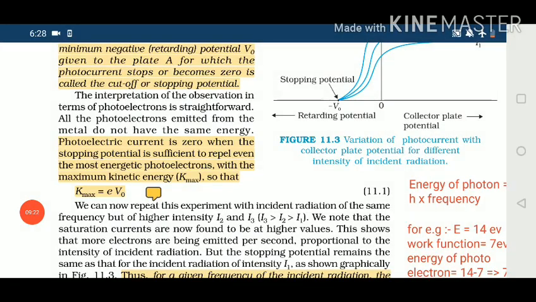There is one more definition. In other words, we can say photoelectric current is zero when the stopping potential is sufficient to repel even the most energetic photoelectron. Even the most energetic photoelectron is not attracted by the potential, or it is stopped. So we can write K maximum as eV0. How have they written it? K is what? Kinetic energy. e is what? Charge, and V0 is the stopping potential.